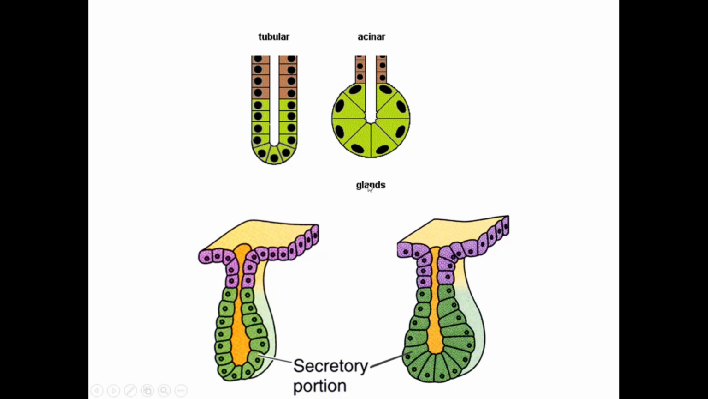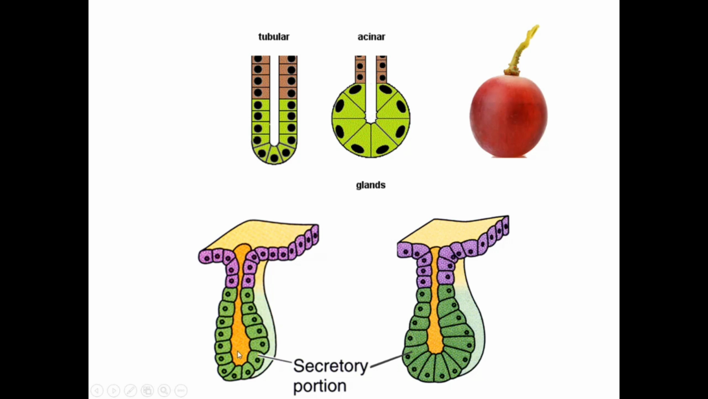Here we want to classify the gland according to the structure of the secretory portion. You can see we have two kinds of secretory portions. Sometimes we have a tubule or tube-like structure. We call this a tubular gland. And sometimes we have a round or sac-like structure. We call it acinar. Acinar means like a grape. You can see it closely resembles a grape. This part is the secretory portion and this part is the duct. So the exocrine gland can be tubular or acinar.